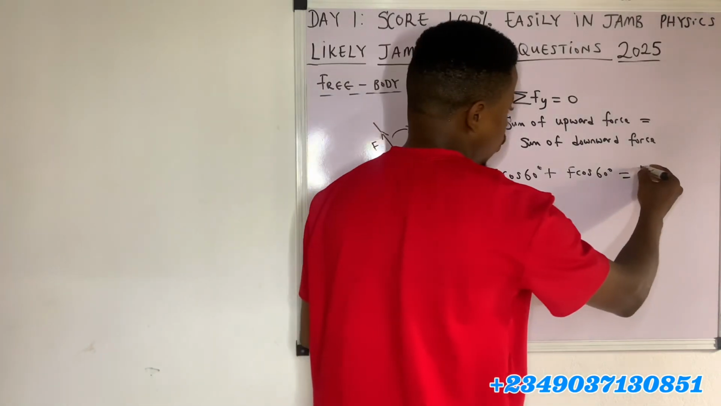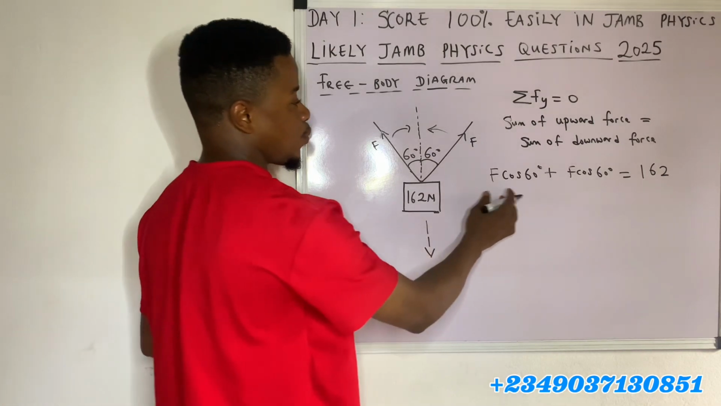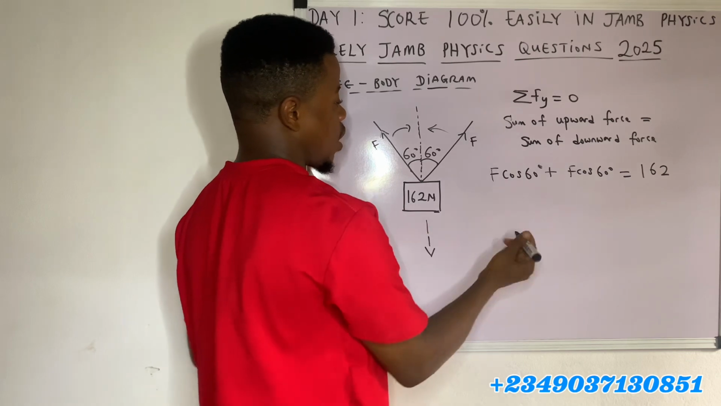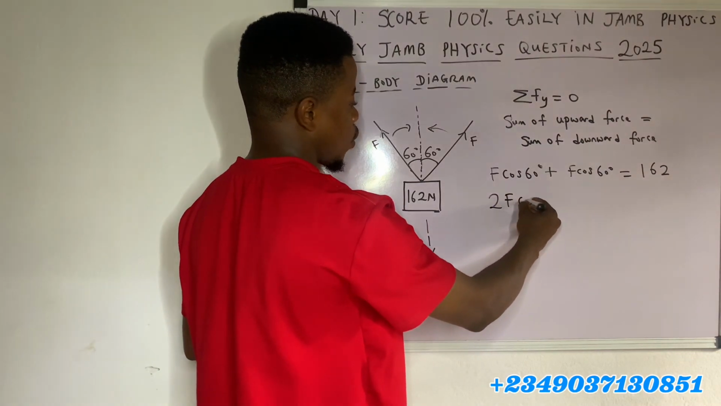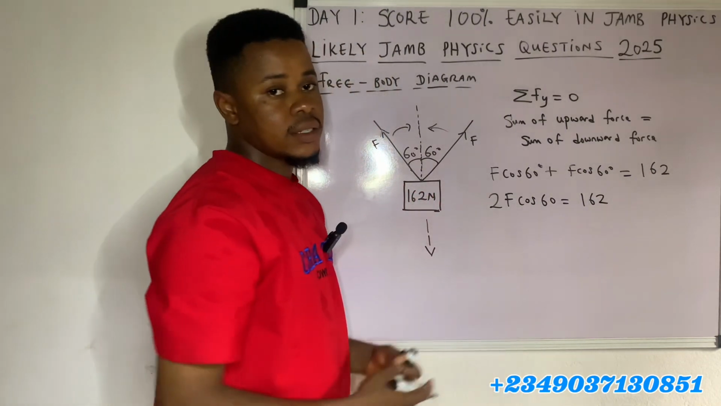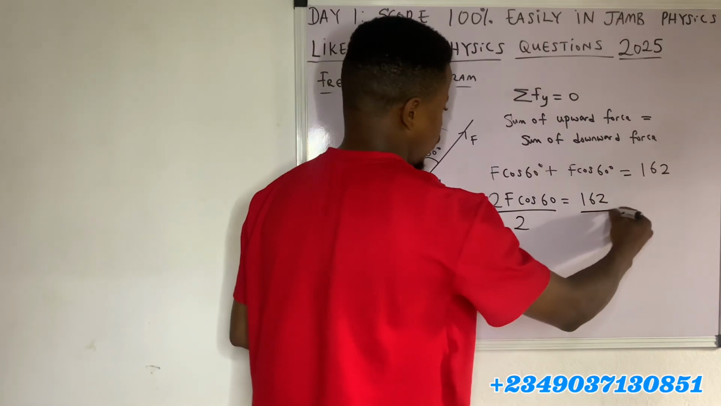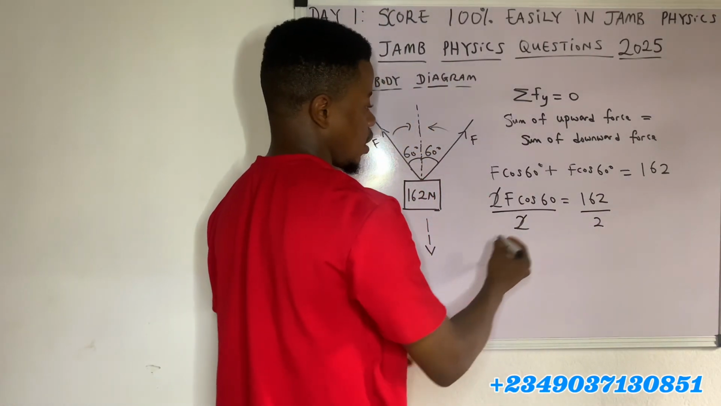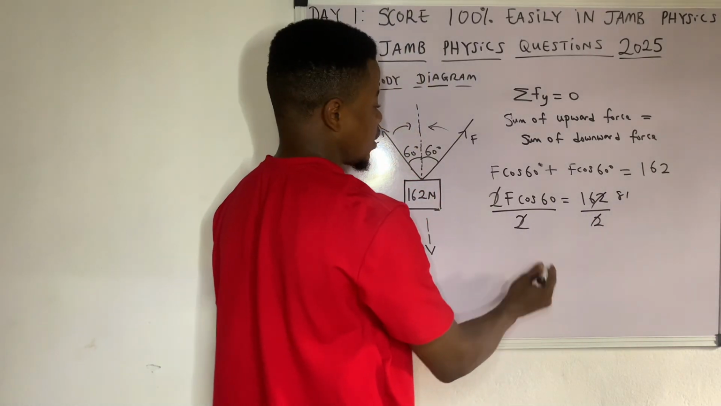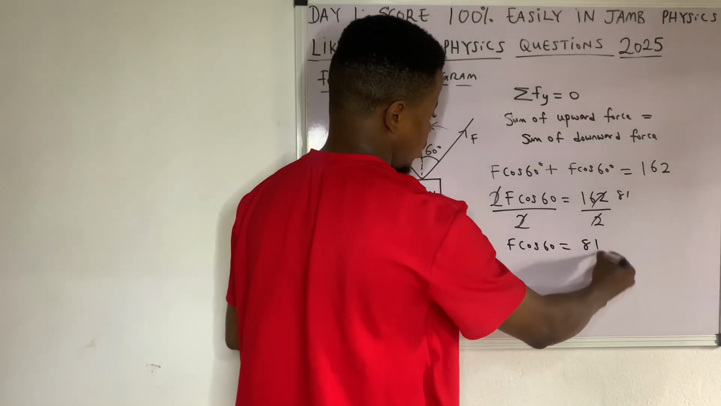I'm going to have 162. All right, then when I add these two forces together, I'm going to have F cos 60 plus F cos 60, I will have 2F cos 60 is equal to 162. I can say divide both sides by 2, 2 over 2. Here reduces here, here reduces here, is going to give me 81. Yes, now I have F cos 60 is equal to 81.